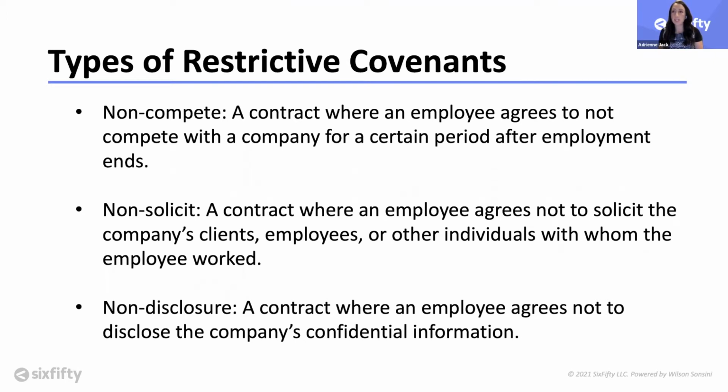Then we have non-solicitation provisions. And those are a contract between an employer and an employee where the employee agrees not to solicit the company's clients, employees, or other individuals with whom the employee worked at the company for a certain time period after that employee's employment ends. And then lastly, we have non-disclosure provisions. And those are a contract between an employee and a company where the employee agrees not to disclose the company's confidential information. Often, non-disclosure provisions are for an indefinite period of time, but they could also have a time limitation like non-compete and non-solicitation provisions.